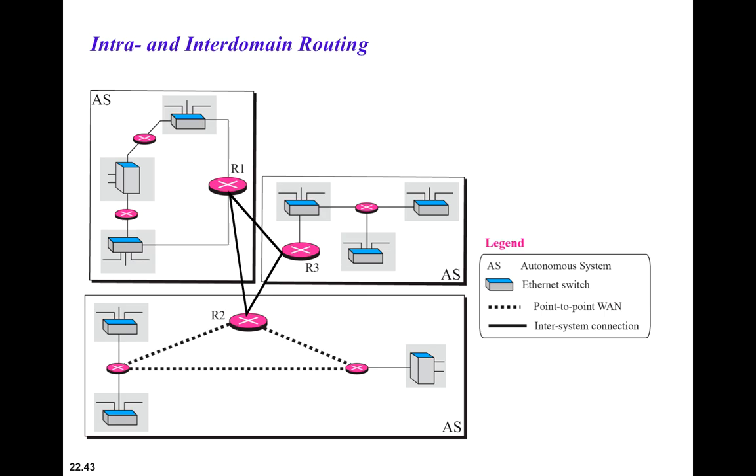In here, you can see the example. Again, we have 3 different autonomous systems. This autonomous system is having point-to-point WAN links to communicate between routers. Here, it could be a simple LAN that they're using, and here it could be something else. And these routers are interconnected with each other so that they are able to share the information about each other.